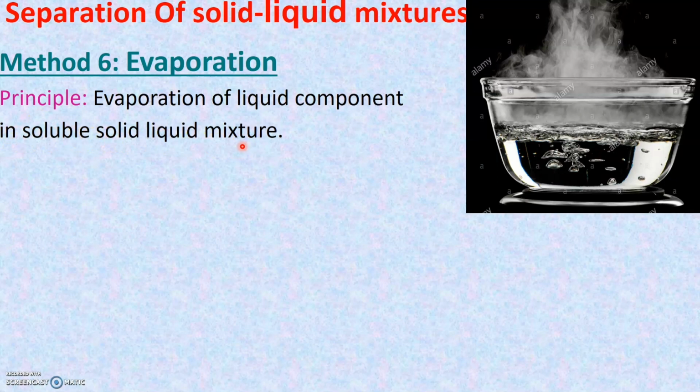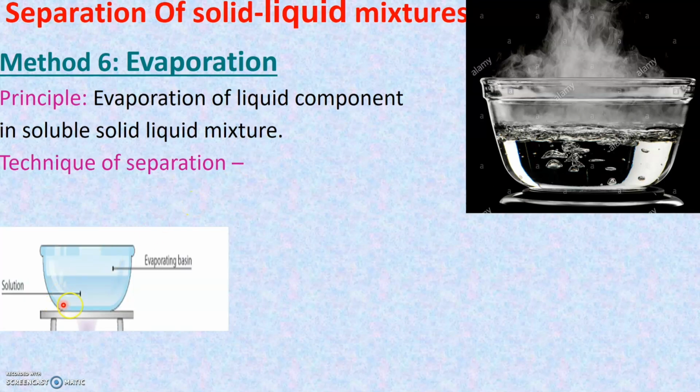Now let us see what is the technique that is involved in this method of separation of soluble solid liquid mixture. Look into this picture here. Now we are going to separate a mixture of solid liquid wherein the solid is soluble in the liquid. So this mixture is taken in an evaporating dish. As you see here, the solid is soluble in the liquid. Therefore, we call it a solution, which means here the solid is called solute and it is dissolved in the liquid, and this liquid is called solvent.